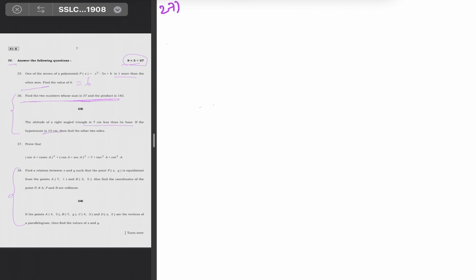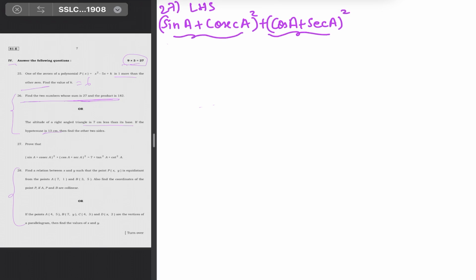(Sin A plus cosec A) whole square plus (cos A plus secant A) whole square. While writing the LHS itself, we will get an idea that we are writing the co-ratios together. Keeping that concept in mind, comparing this with (A plus B) whole square, we shall simplify. What is (A plus B) whole square? That is equal to A square plus B square plus 2AB. Same way we shall simplify, where A is sin A, B is cosec A; A is cos A, B is secant A.